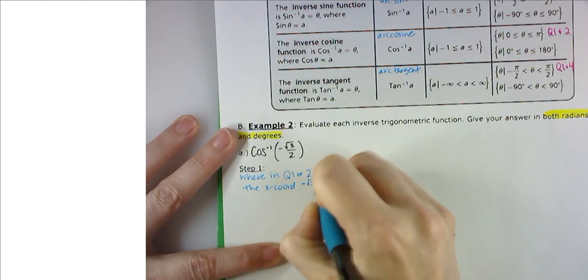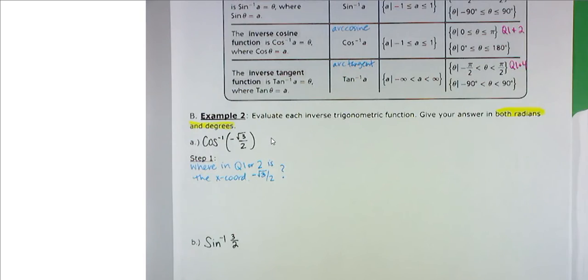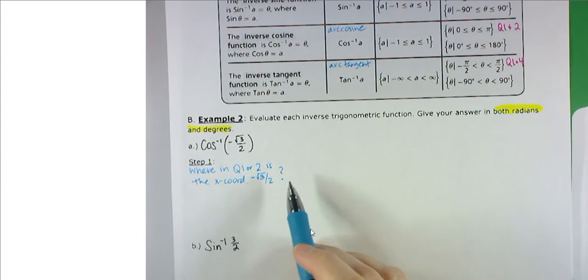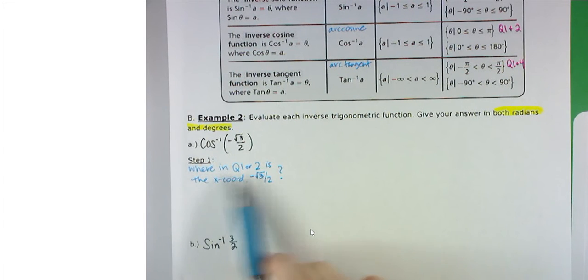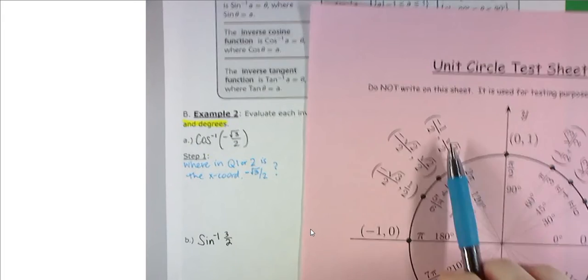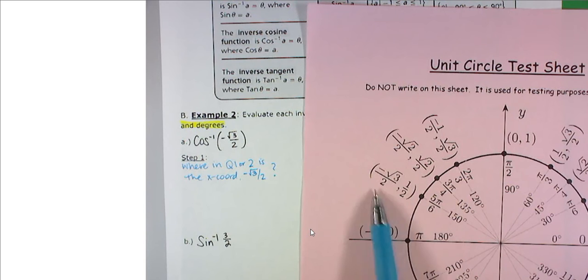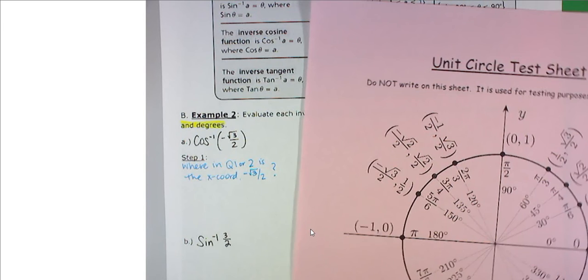All right, so this is what you're thinking to yourself. Where in quadrant 1 or 2 is the x coordinate negative root 3 over 2? Again, you can just use your unit circle, but hopefully we remember the cosine is going to be negative in quadrant 2. So this occurs at 5 pi over 6, which is 150 degrees. And that is all you need for your solution. We don't need to add the 2 pi n because it didn't say find all of them. And that's 150 degrees.